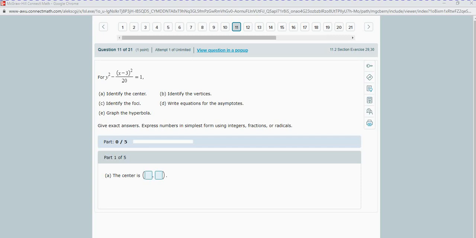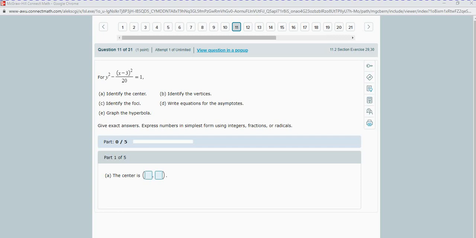And we've been reminded that we need to give exact answers. Remember, this homework system does not allow approximation. And we're to express numbers in simplest form using integers, fractions, or radicals. So that last sentence already tells me that more than likely we should expect to have to use some of those structures, which means some of the numbers in this problem may not be quite ideal. That's one of the reasons I wanted to do this example.